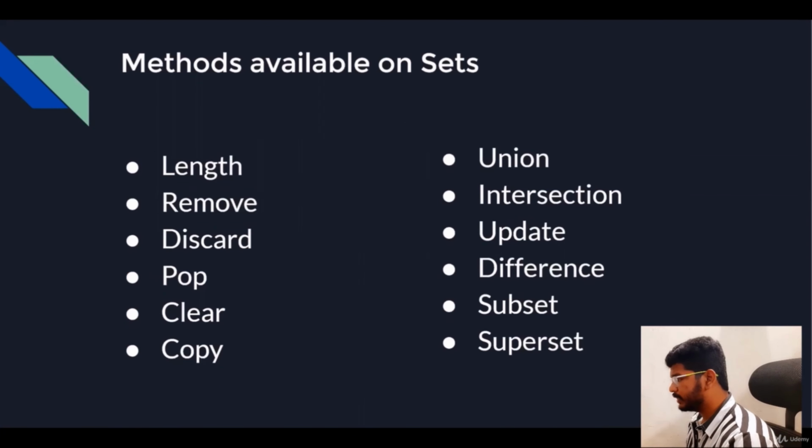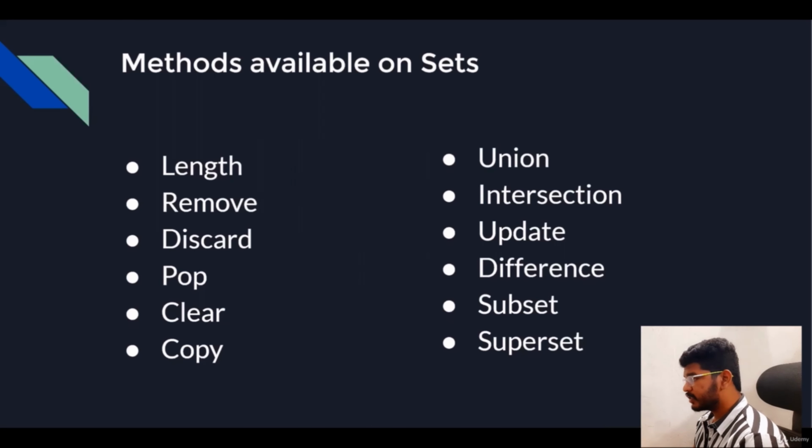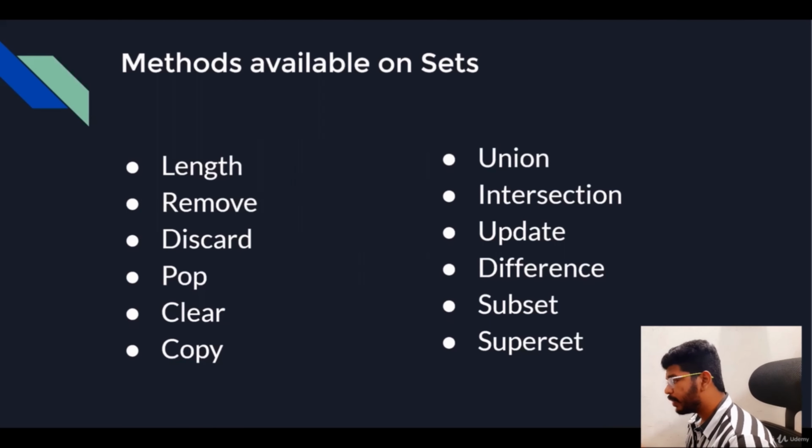So in this video, we'll see what are the different methods available on sets. One of them is length. We can find the length of the set. We can remove an element from the set, as just shown in the previous video. We can discard an element. Remove and discard are both the same, but when removing an element that is not present in the set, it will throw an error, whereas discard doesn't throw an error. That's the difference between remove and discard.